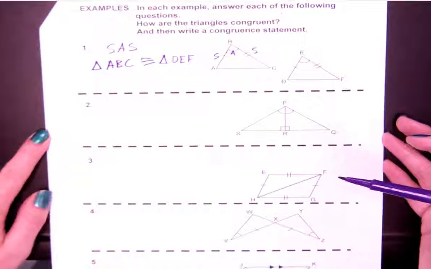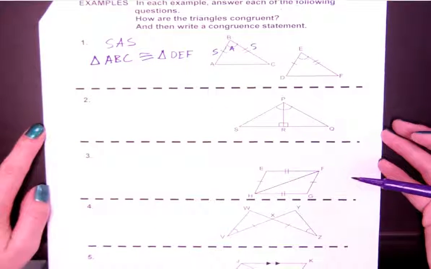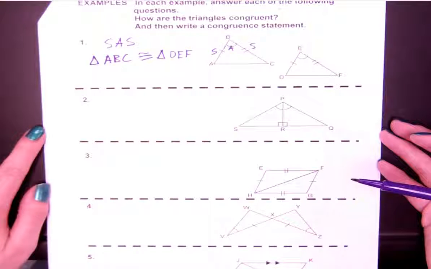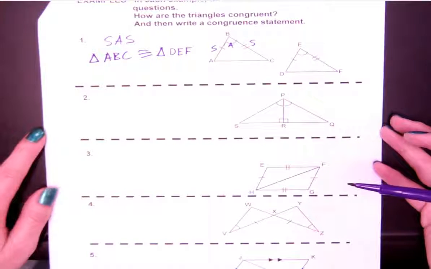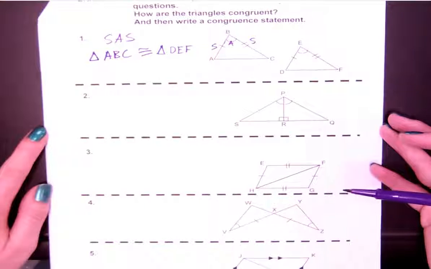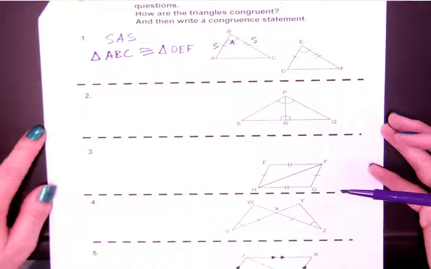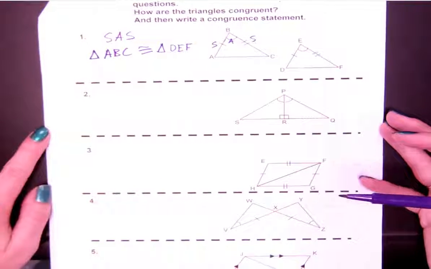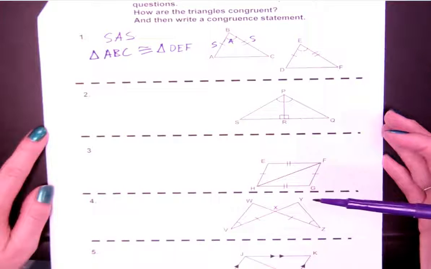All right. How about the next one? What do you think that is? That's an HL. Okay, so HL is an option. Is it? Or side, angle, side is an option. Or hypotenuse leg. Or anything else it could be?